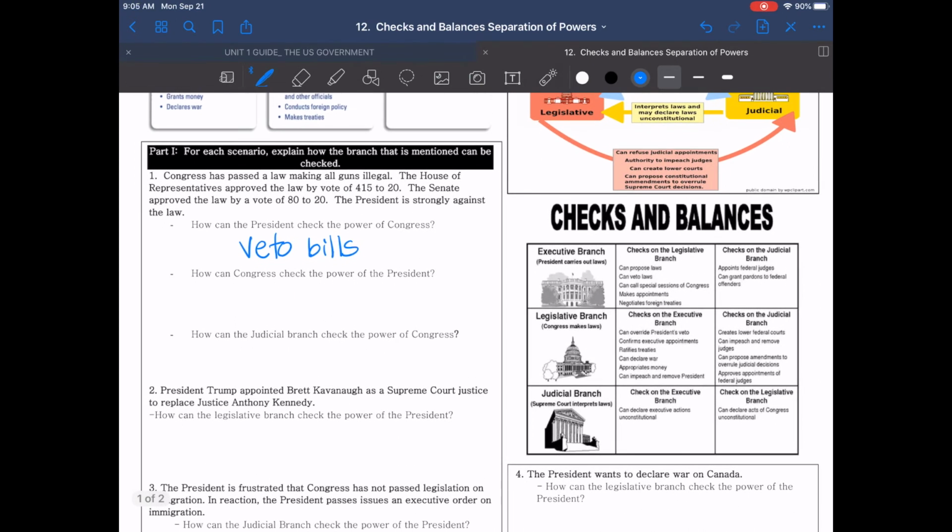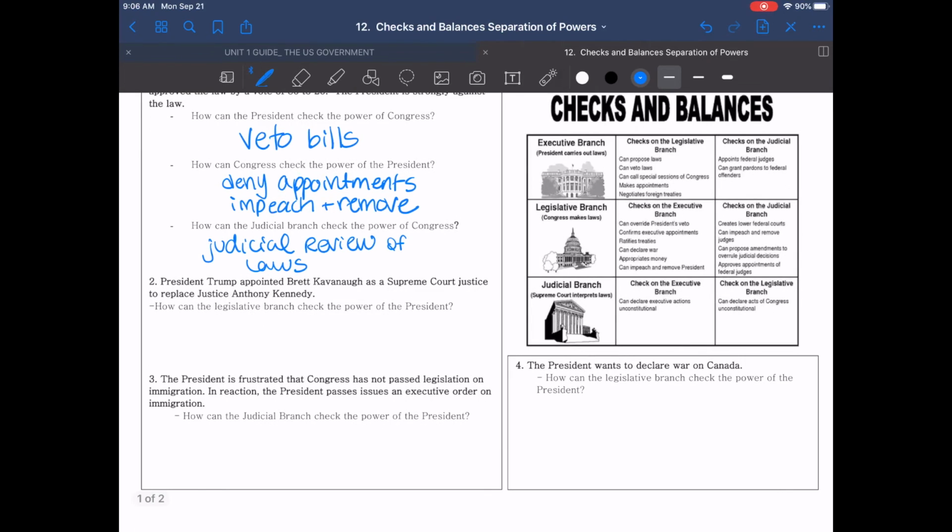Again, in these scenarios, you're looking at checks and balances. As explained earlier in this video, checks and balances are to prevent tyranny in the government. So things such as vetoing bills, denying appointments, impeachment, and judicial review are different examples of checks and balances between the branches of government.